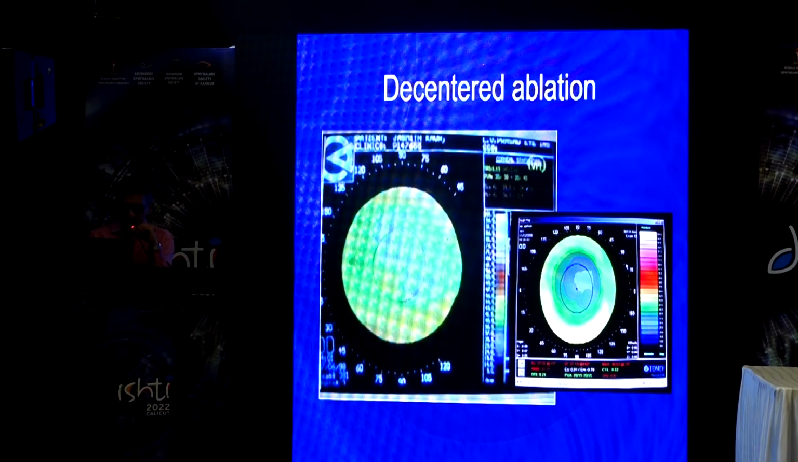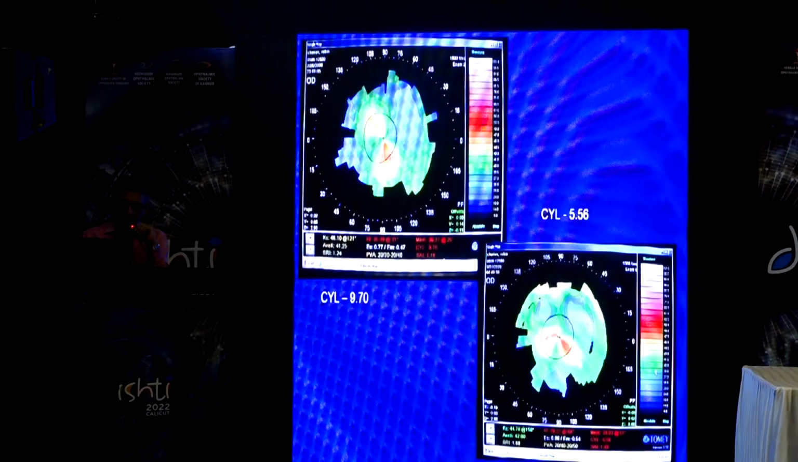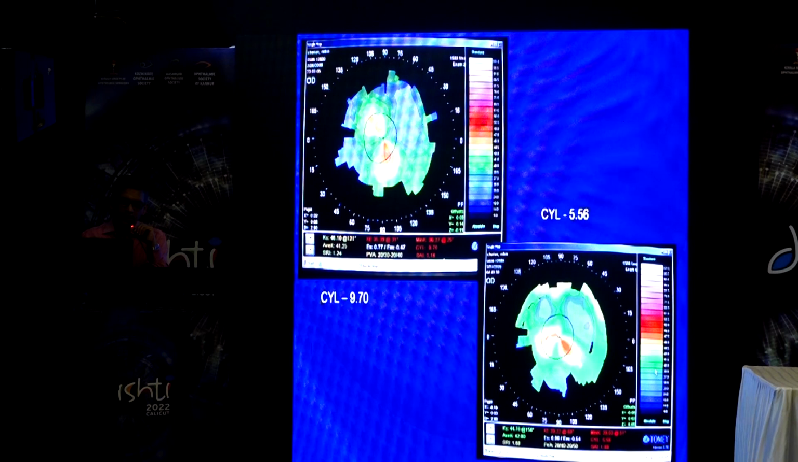Sometimes you can get a decentered ablation. In a perfectly done LASIK, the area where it is ablated will be right in the center, encompassing the central 3 millimeter area. So if it is tilted to one side, there can be glare and halos for the patient. More importantly, it's useful for you to understand that it's because of the decentration. In keratoplasty again, we can assess the suture tightness based on it. If you see a pattern like this, you know that the suture here is tight and you can remove that.